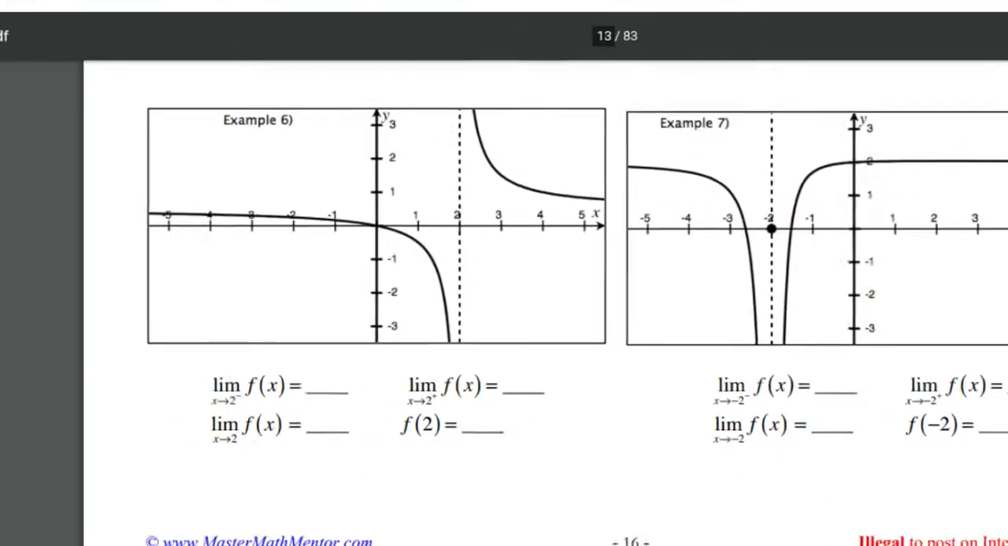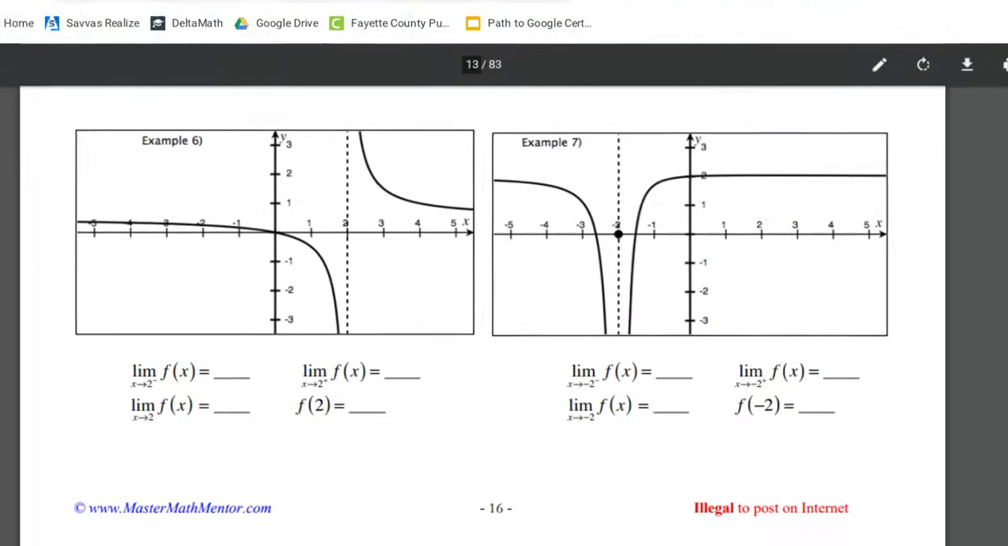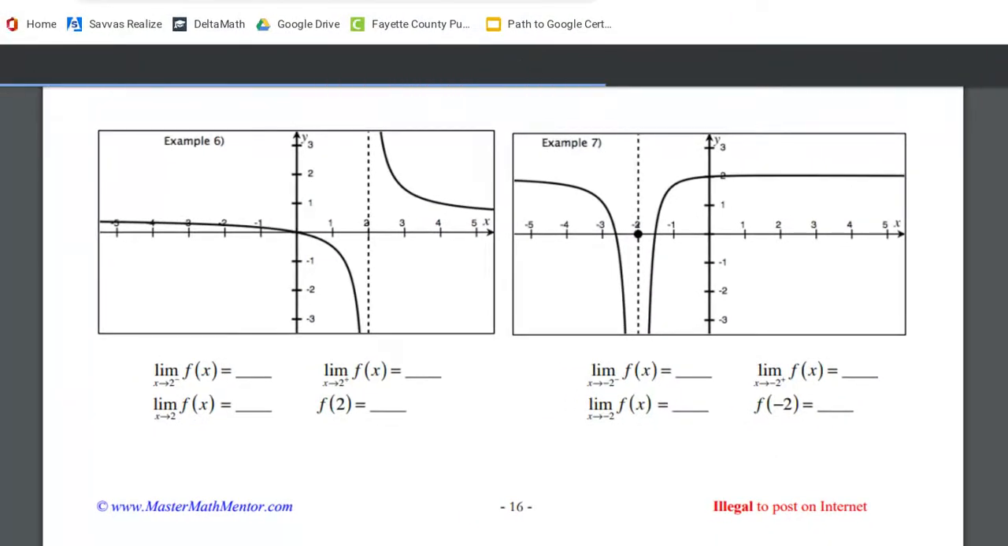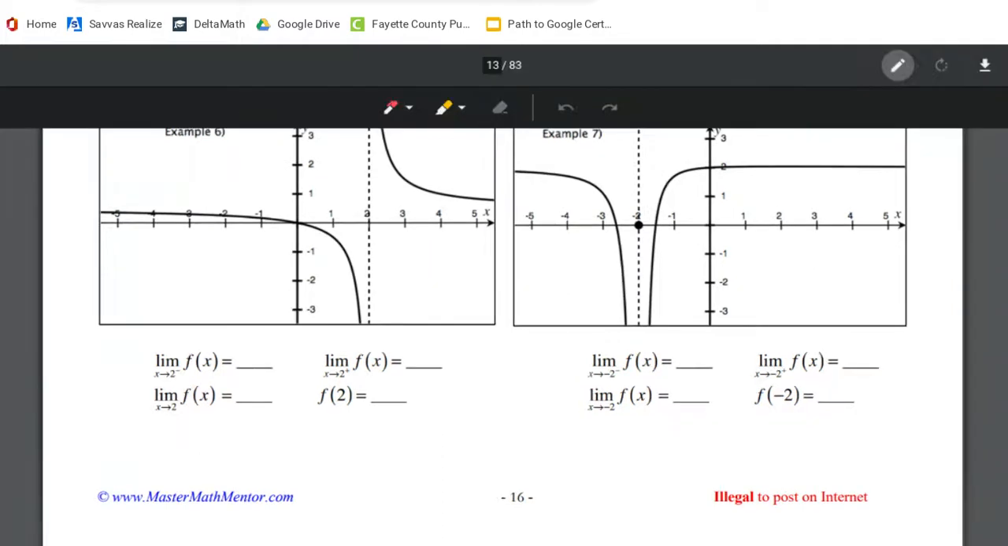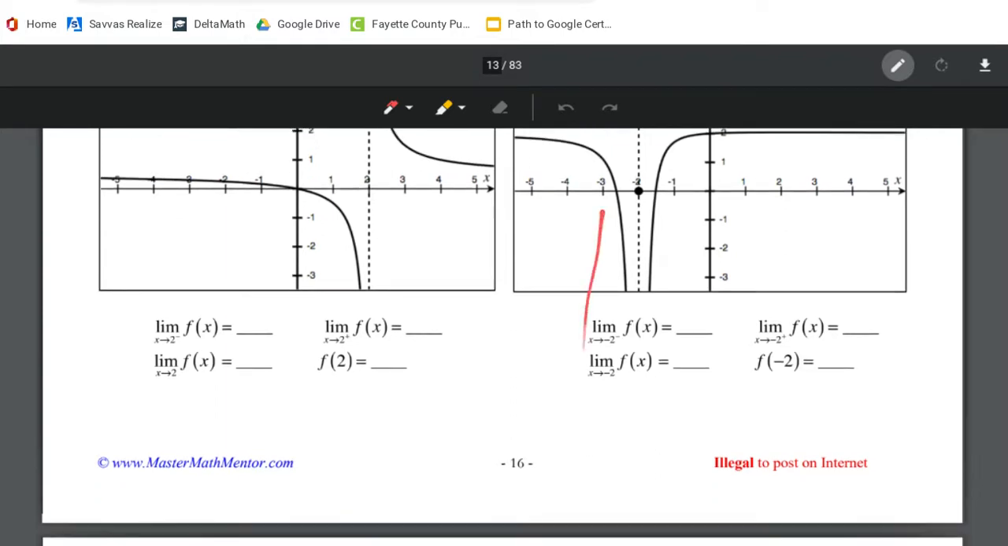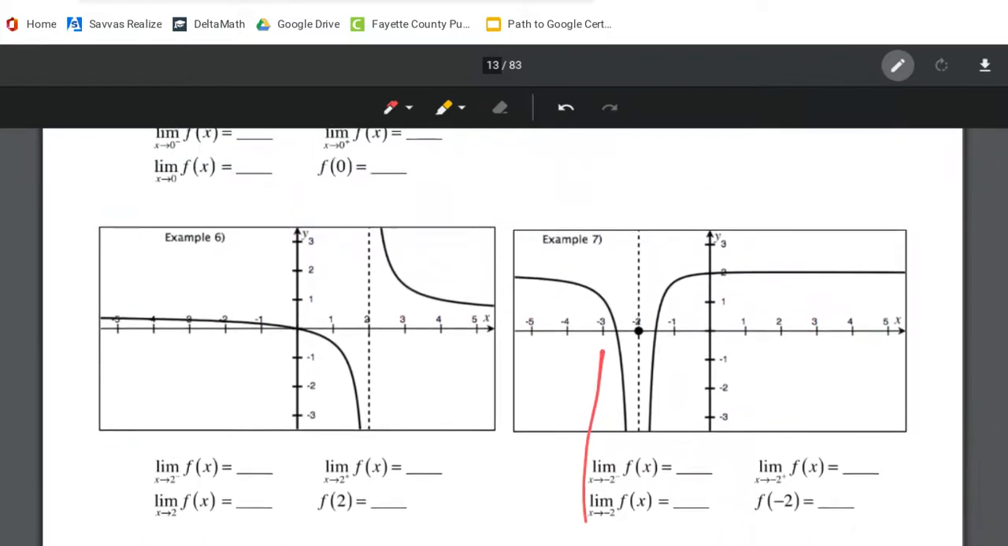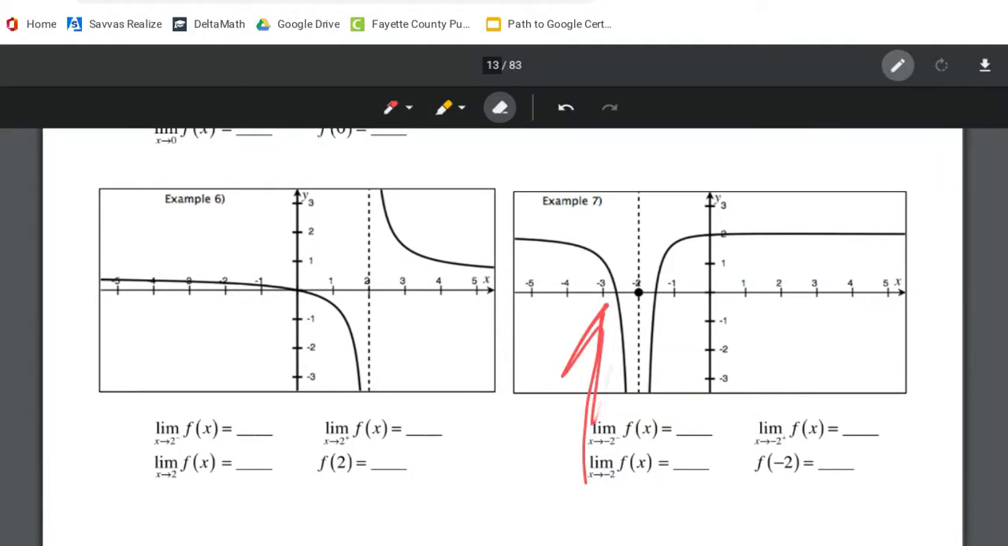If I can get my pen back, I think I'm zoomed in a little too far. Okay, so in example 6 that we have here, there we go. Come on, right, there we go.